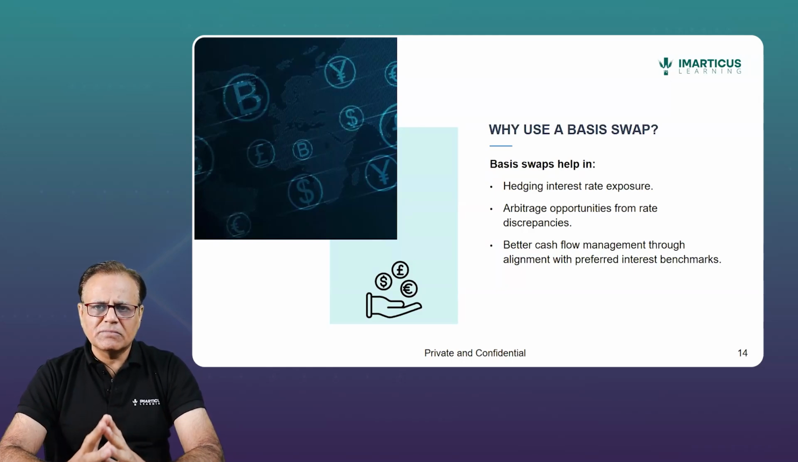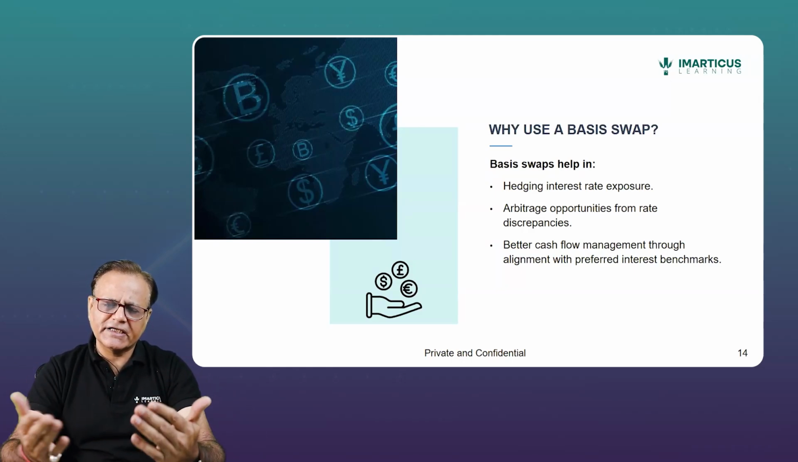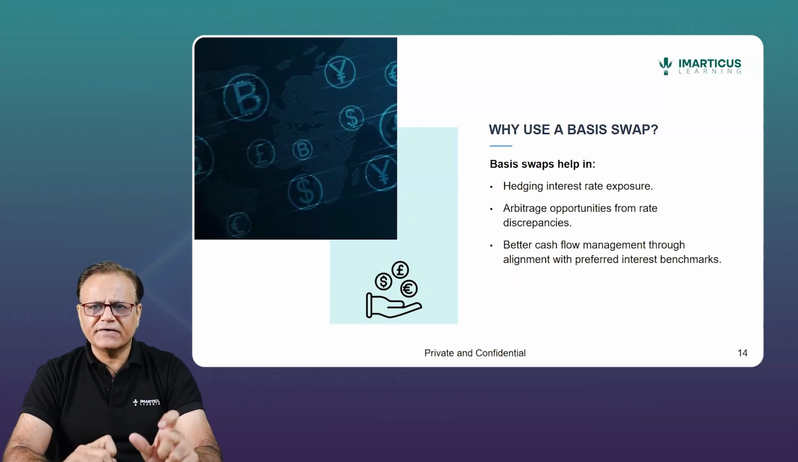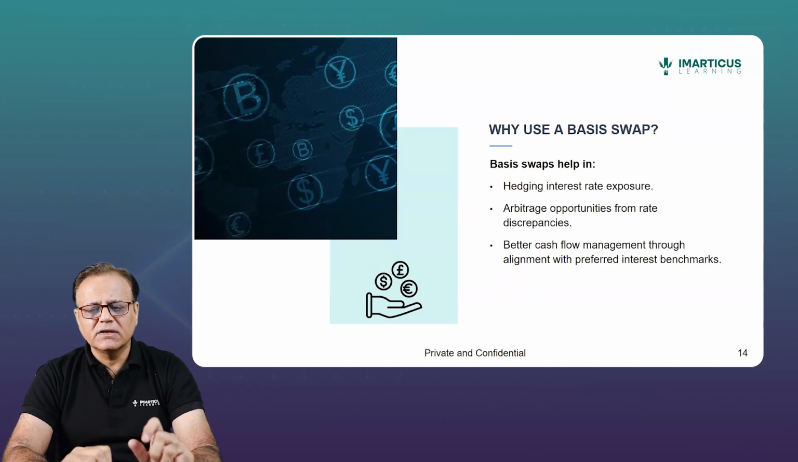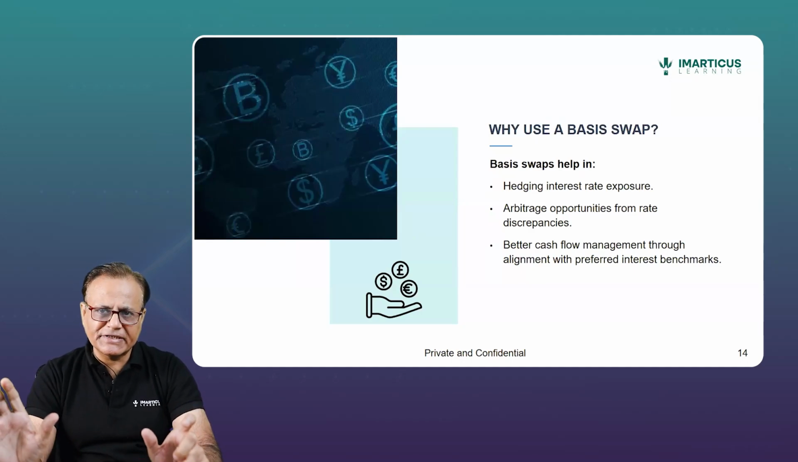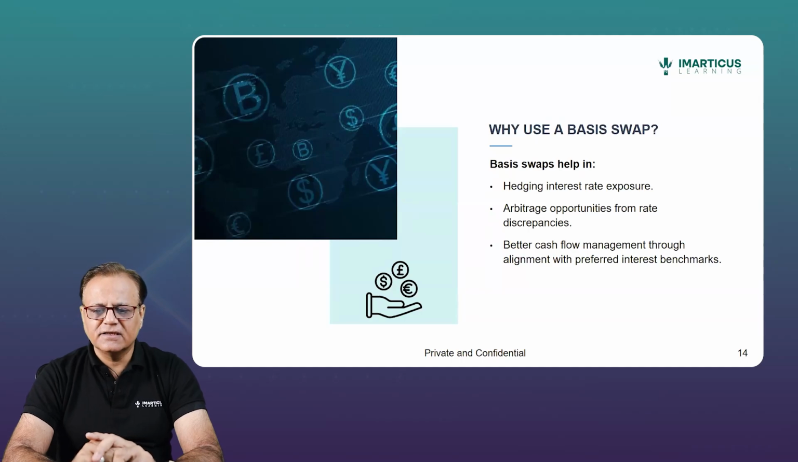Conventionally, we understand arbitrage is about taking price benefit or price differential opportunities between two markets as such. Here we're talking about the rate discrepancy or the rate differential between two interest periods as such. So that's again an opportunity here.